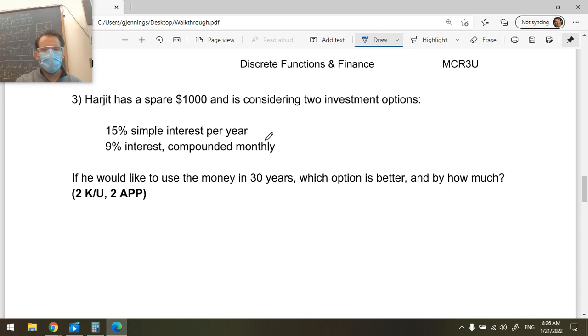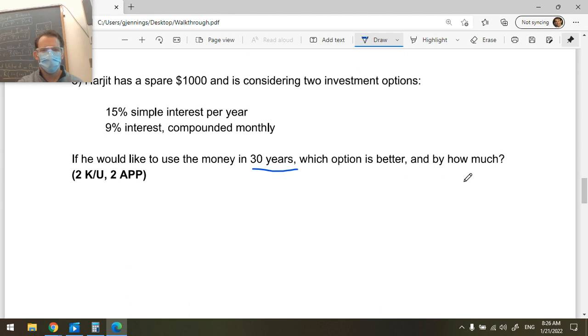So now this one, I just changed the interest rates. So it's very similar question here for you. If Harjeet has a grand and he wants to compare earning simple interest to interest compounded monthly, and he wants to use the money in 30 years, which option is better and by how much? So to answer a question like this, you compare simple interest with your compound interest. So use your formulas.